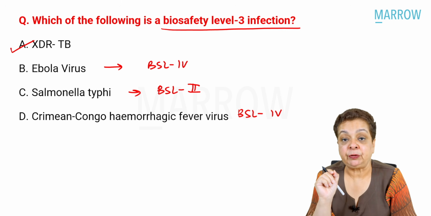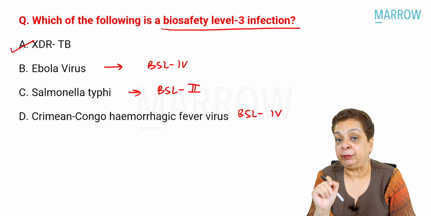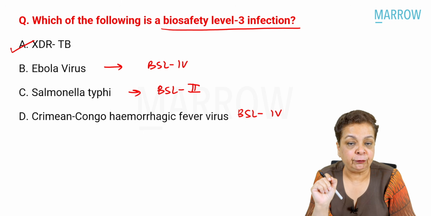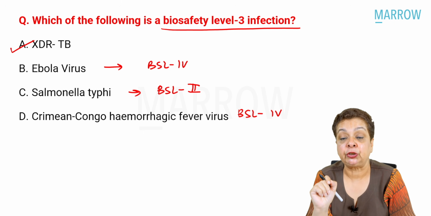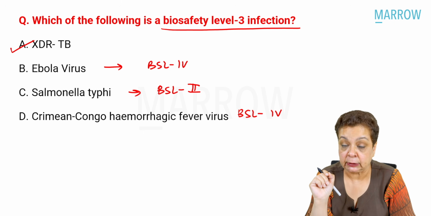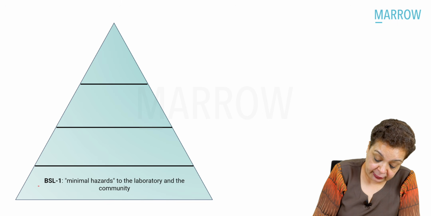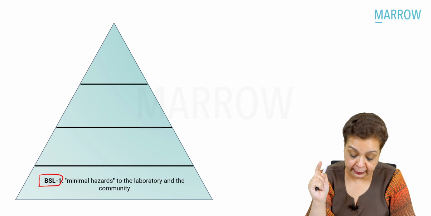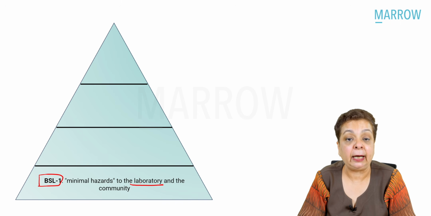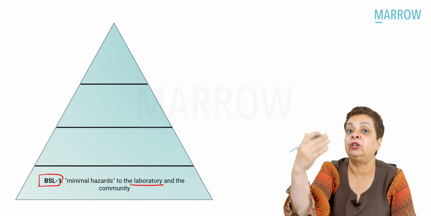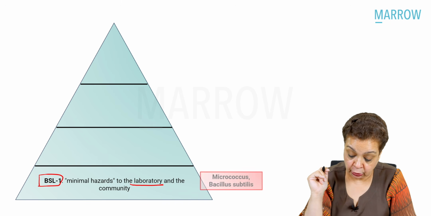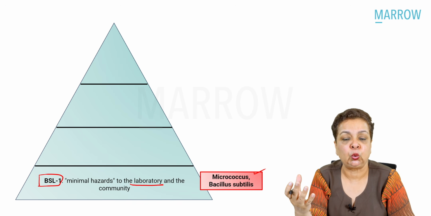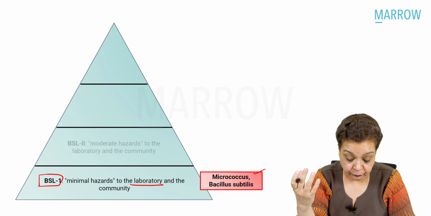So all pathogens which are handled in the microbiology labs have been classified into 4 biosafety levels. It is a guideline for the microbiologists to handle the cultures taking specific precautions. So this is what has been asked. BSL-1 means this is an agent which has minimal hazards to the laboratory and to the community, meaning when the laboratory worker moves out into the community. These are non-pathogenic organisms like Micrococcus or Bacillus subtilis.